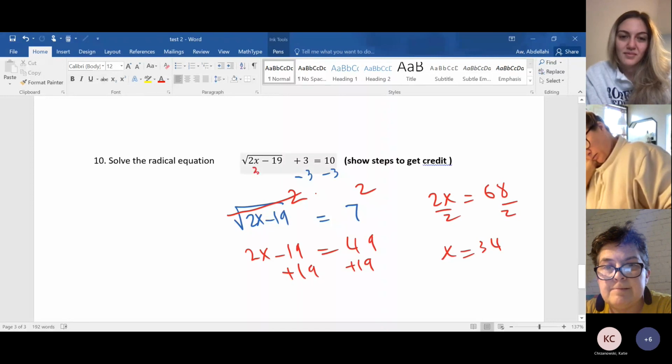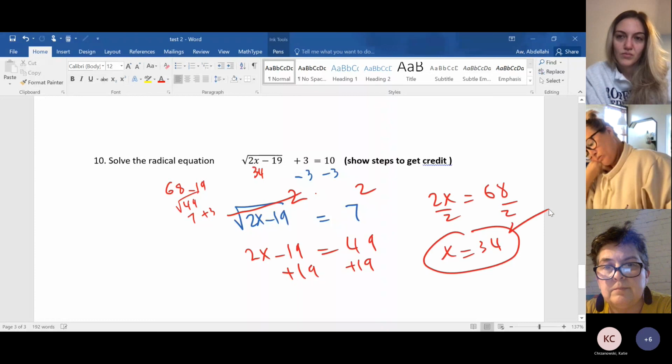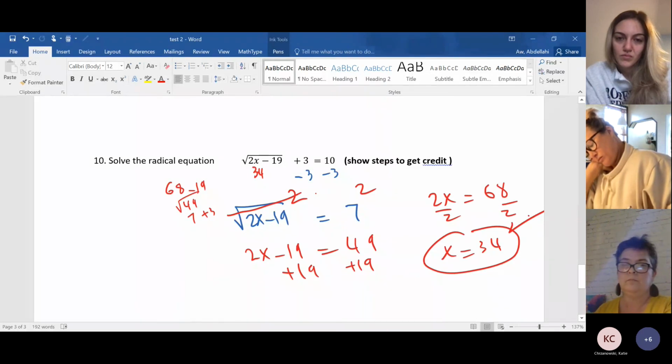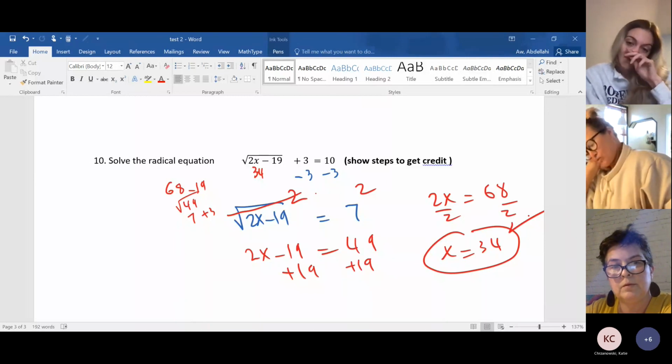If I put 34 here, I got 2 times 34 is 68, minus 19 is 49, right? The square root of 49 is 7, 7 plus 3 is 10, okay? So this is what it works. Do you see those two steps? To the maximum, you're going to have that on the final exam. To the maximum, 2 steps only. Okay.